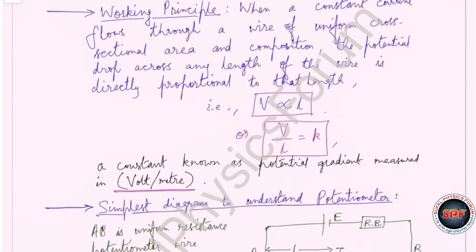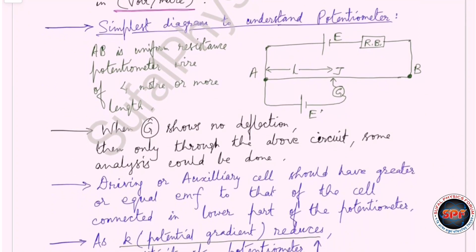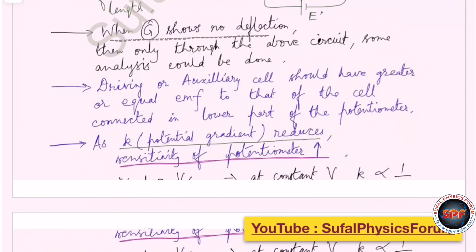Working principle. K is the potential gradient. Dimension volt per meter. Simplest diagram. When the galvanometer shows no deflection, then only through the circuit mentioned some analysis could be done. Otherwise, no analysis is possible.